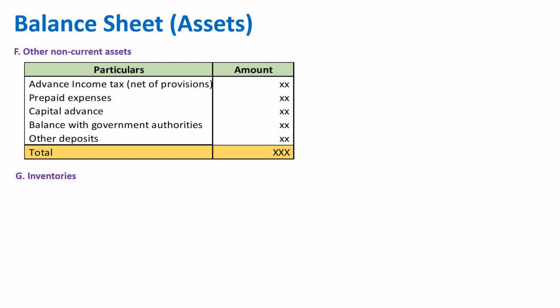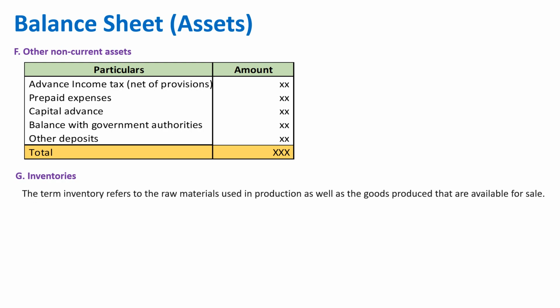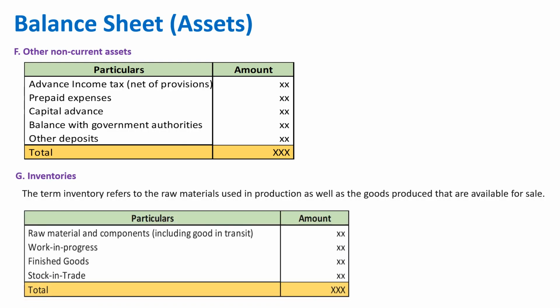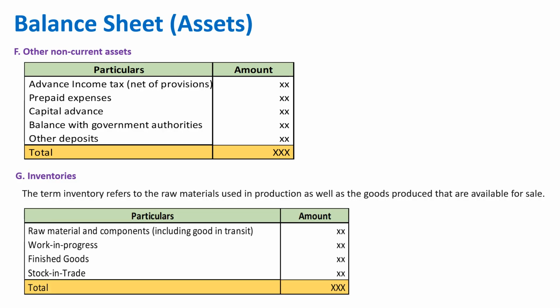Next one is inventories. This is very important in case of manufacturing unit. The term inventory refers to raw material used in the production as well as goods produced that are available for sale, right? So how the template or how the format looks, raw material and components will be reported, work in progress will be reported, finished goods and stock in trade, right? Stock in trade is generally used in case of trading business, but if a manufacturer is doing trading as well, then the format will include manufacturing stocks as well as the stock in trade stocks.